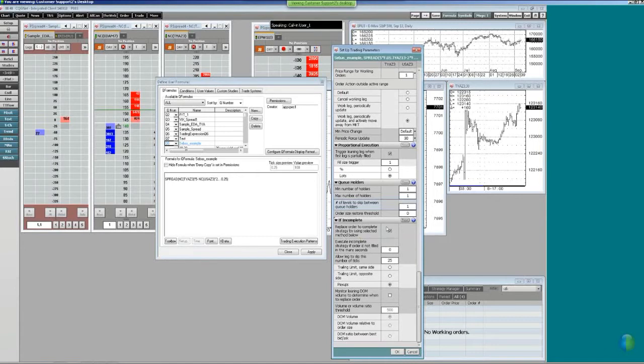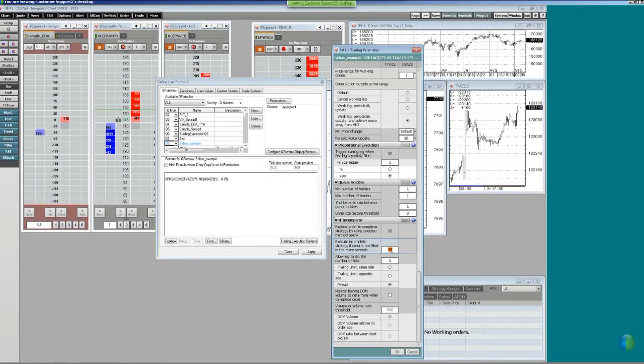We talked about a scenario where we look at DOM volume. It's just a pure quantity that would need to be breached. So once that quantity is breached, then the system would attempt to modify that order based on the pay-up behavior you've set up above. Okay.